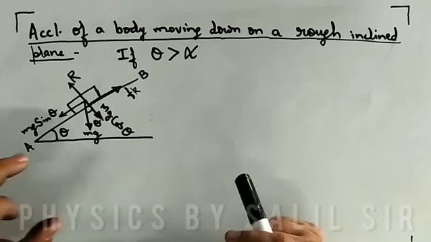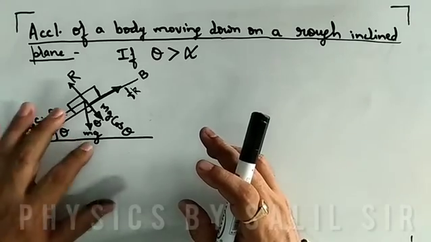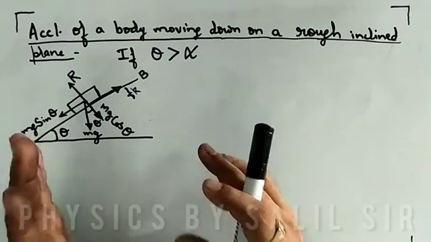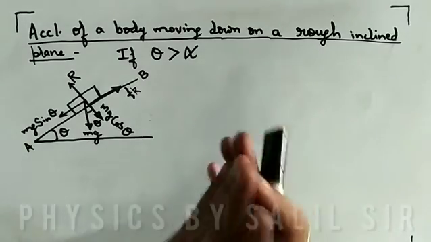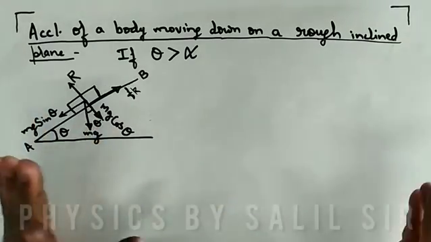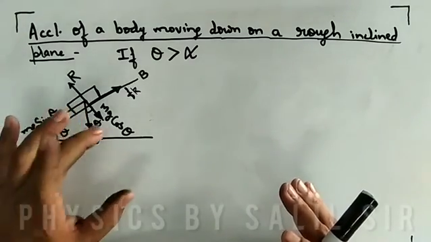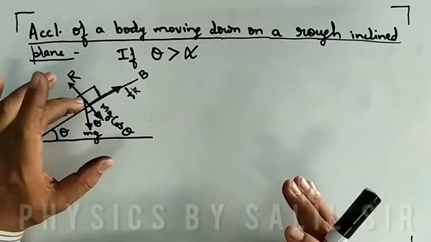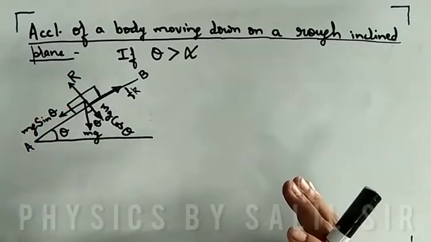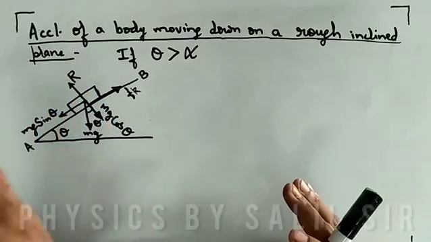Now, in the last video lecture I explained the resolution of the mg component: how we got mg cos theta, how we got mg sin theta, and how we proved that the angle of repose is equal to the angle of friction. In this video lecture there is no need to explain how we have resolved. I have just indicated that mg cos theta is opposite to the reactionary force acting on the block by the inclined plane, and mg sin theta is the force by the action of which this block moves down on the inclined plane.